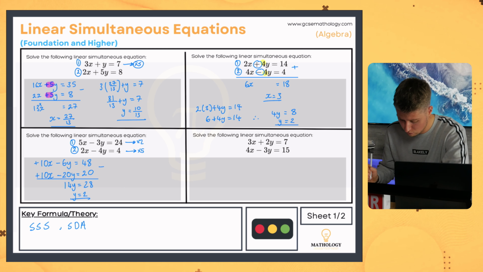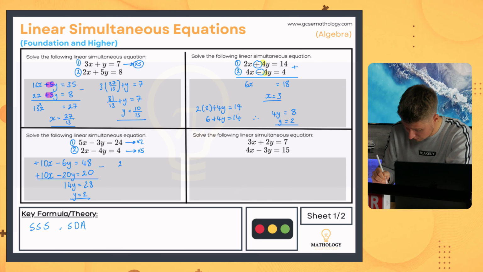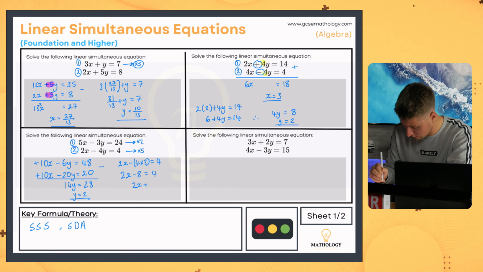Now we're going to substitute this y equals 2 value into either equation 1 or equation 2. Let's choose equation 2. So 2x subtract 4 times 2, which is equal to 4. So 2x minus 8 is equal to 4. If we add 8 to both sides, 2x is equal to 12. So that means x is equal to 6. So x is equal to 6 and y is equal to 2.